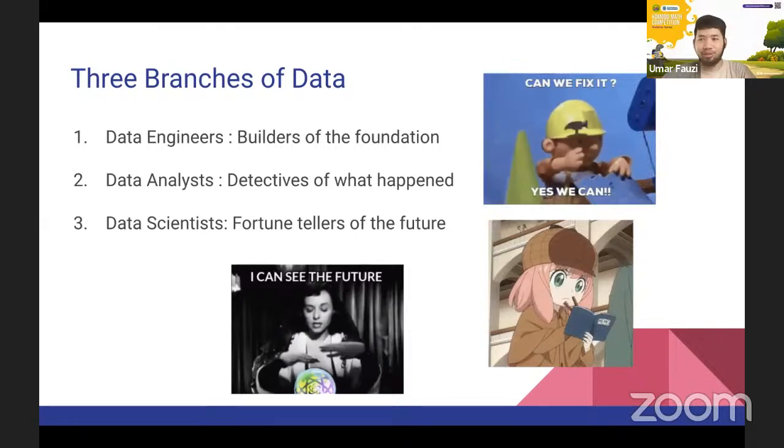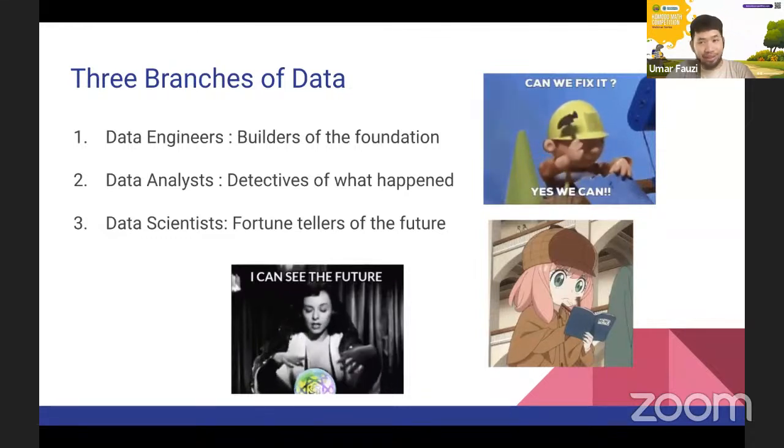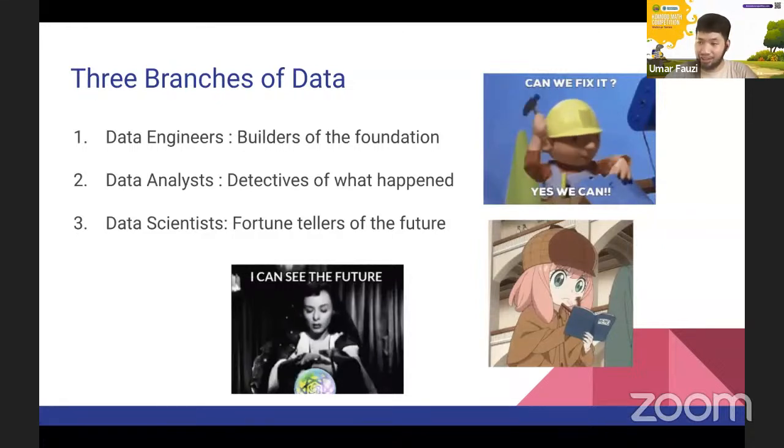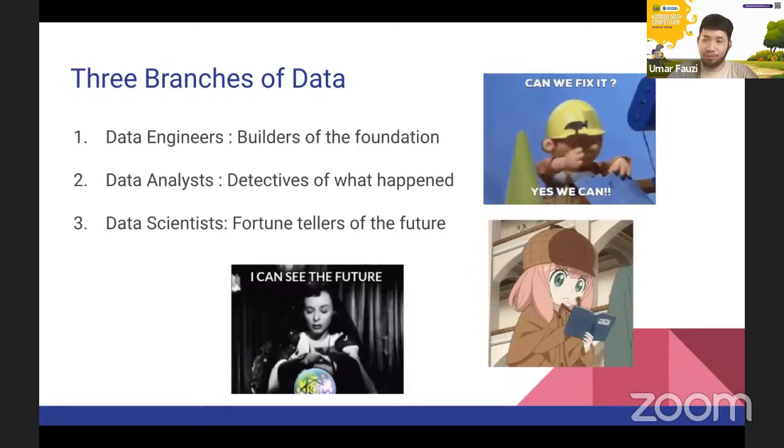It applies to grouping customers or segmenting people, or even predicting the potential revenue or profit of a project. All of these fall under the realm of data science. So these are three branches of data, right? If you'd like, you can comment or chat which branch appeals the most to you. I understand if a lot go into data science, but just remember, I'm an analyst.